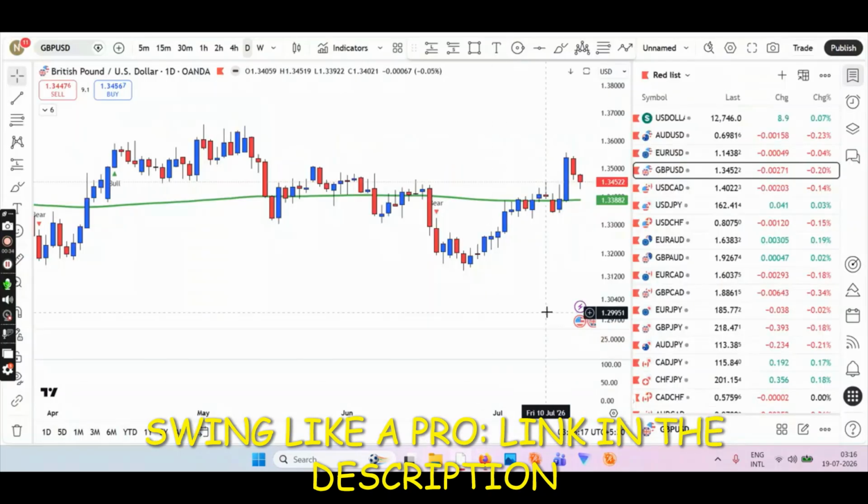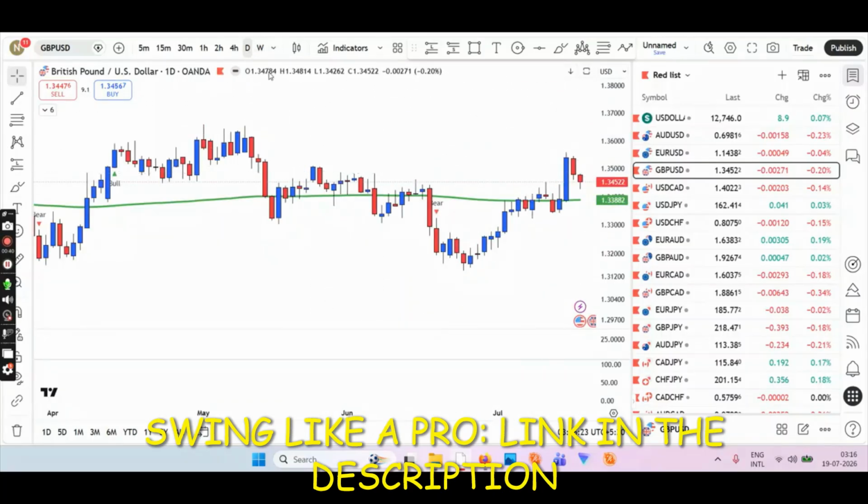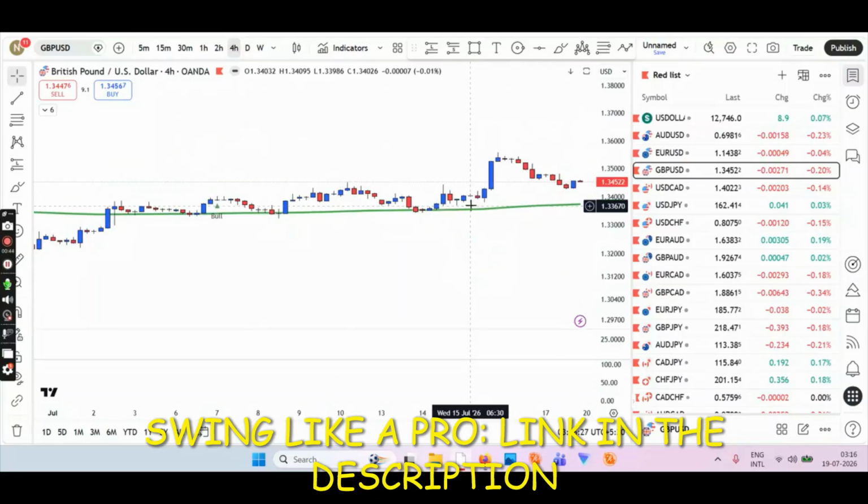Coming back to the chart, starting the top down approach with weekly time frame. Weekly we are above the EMA, as you can see. Daily we are above the EMA too with the bullish engulfing candle. 4 hour we are above the EMA as well. All the time frames are screaming that look for longs. Look for longs after the pullback in 4 hour.